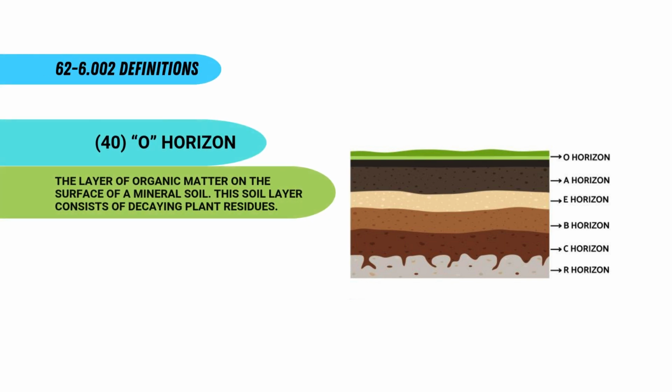Horizon. The layer of organic matter on the surface of a mineral soil. This soil layer consists of decaying plant residues.